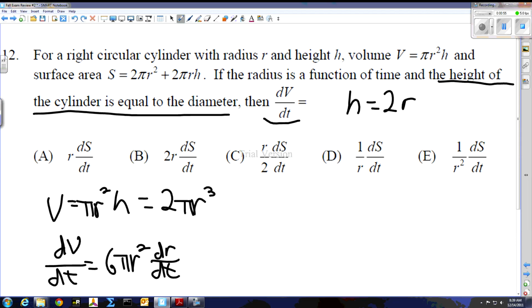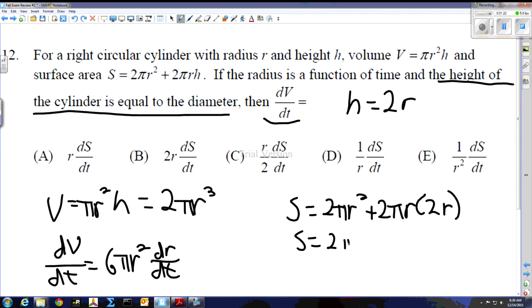So we look up here, and that's not any of our answers. All of our answers have ds dt. Well, remember that S stands for surface area, so let's go over and do a little bit of work with that. We can change our surface area formula around also. It's 2 pi r squared plus 2 pi r times 2r, because that's what our height is. And if we continue cleaning that up, we get 2 pi r squared plus 4 pi r squared. So that tells us that the surface area is simply 6 pi r squared.